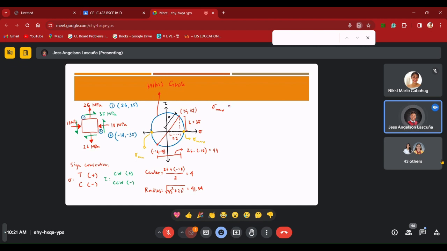The maximum is the center plus the radius, so C plus R, giving us 45.34. Then the minimum is C minus R, which gives us negative 37.